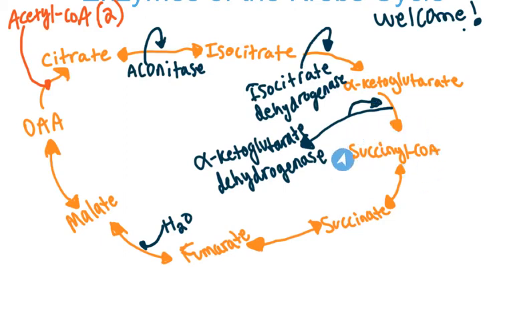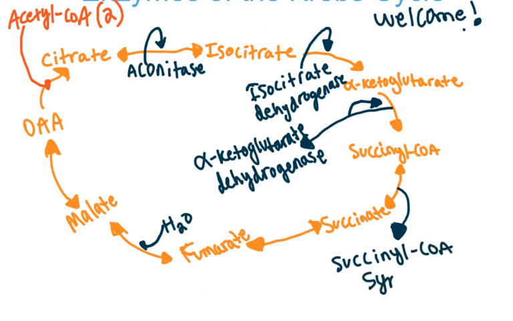Now, when we go from succinyl coenzyme A to succinate, we don't use a dehydrogenase enzyme, we use a synthetase enzyme. And in particular, we use succinyl coenzyme A synthetase. Alright, we'll go ahead and write that down right here. We use succinyl coenzyme A synthetase.